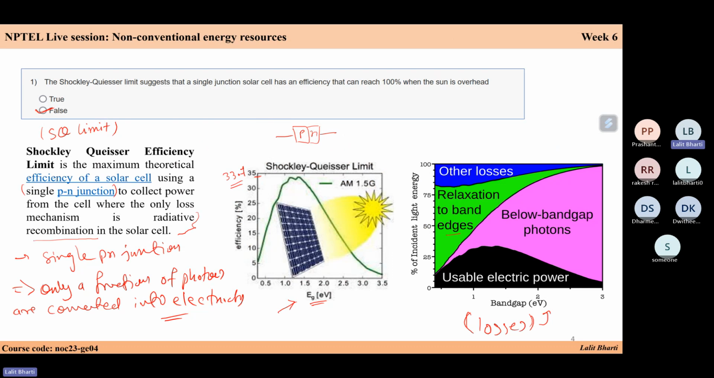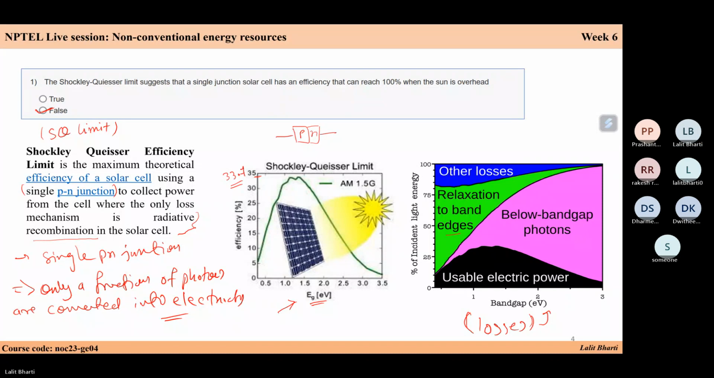I'm just starting with the assignments directly because I have already explained the questions and the solutions, so it is easily understandable here. Our first question is: the Shockley-Queisser limit suggests that a single solar cell has an efficiency that can reach 100% when the sun is overhead. For that, you need to understand what the Shockley-Queisser limit is. This is basically the efficiency limit of a solar cell, or you can say a single PN junction solar cell.